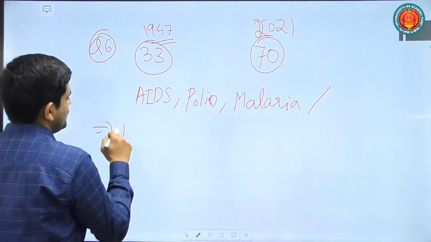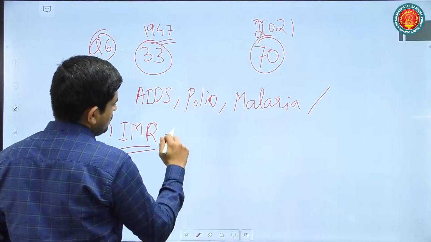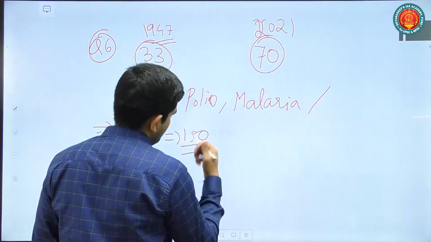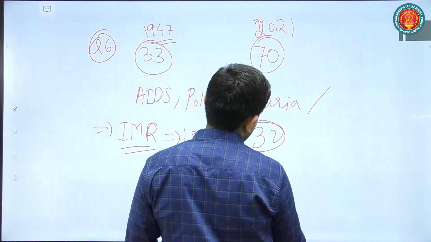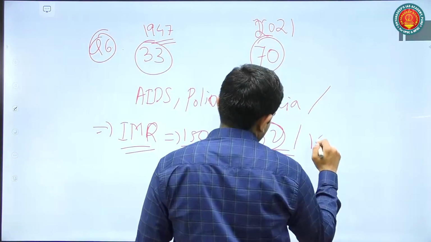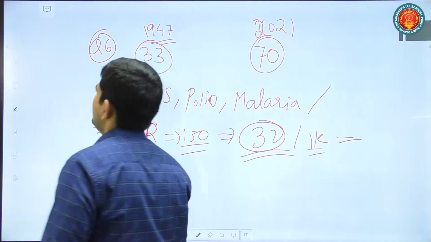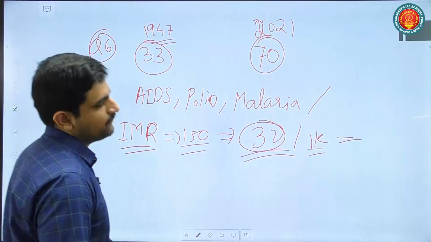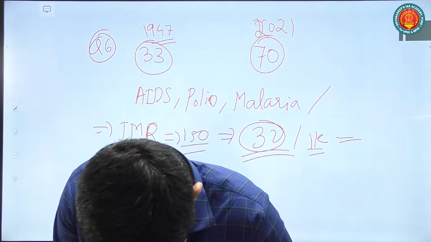Then you can talk about the infant mortality rate. Earlier it was way beyond 150, I think. Now it is just 32 deaths per thousand newborns. So these are the areas of improvement that we have made successively after independence. That also you can talk about.